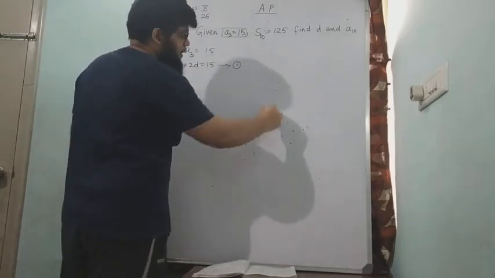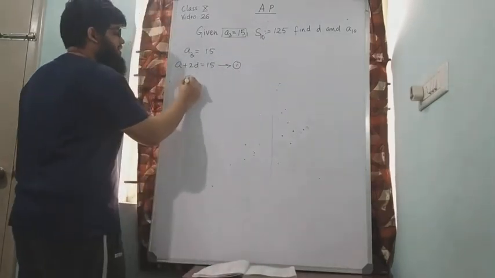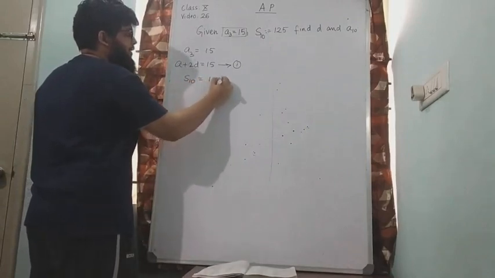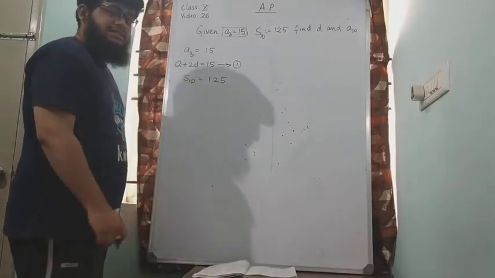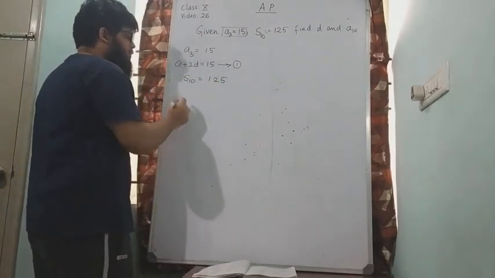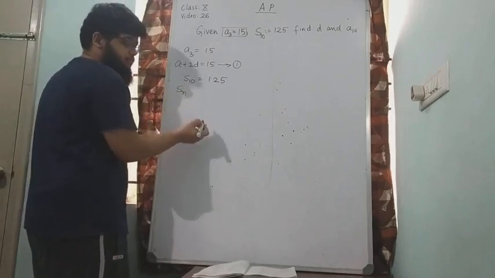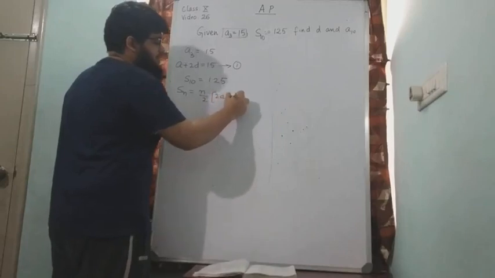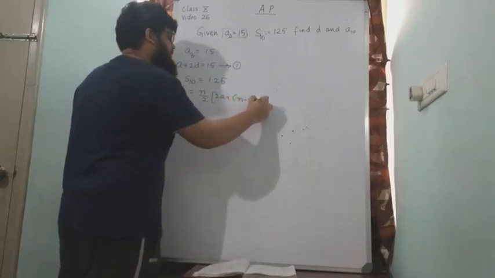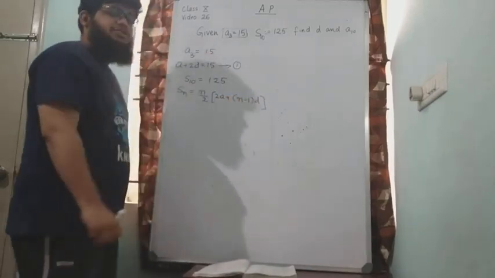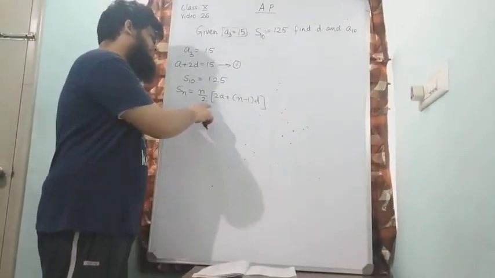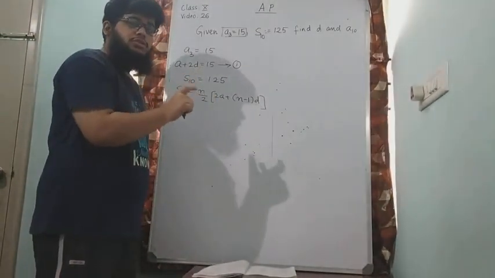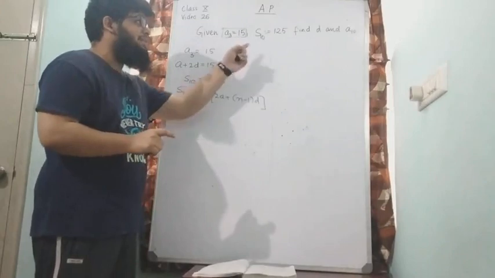Okay. So now I will take the second part, S10 is equal to 125. What I will now do is I will make use of the Sn formula. Sn is equal to n by 2 into 2a plus n minus 1 into d. Please make sure that you are not using Sn is equal to n by 2 into a plus an. You are not using the short formula because we don't have a in anything here.